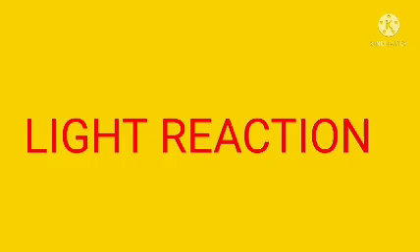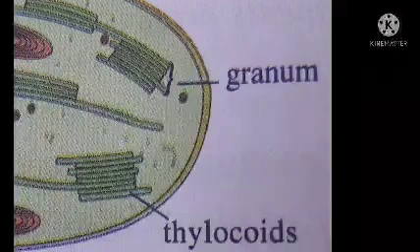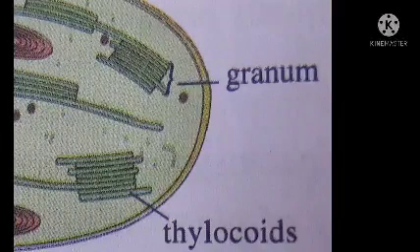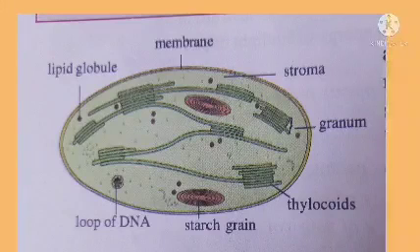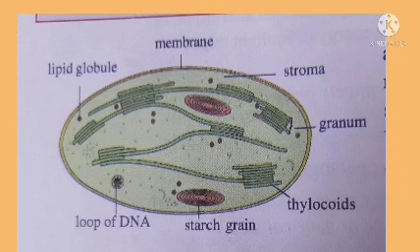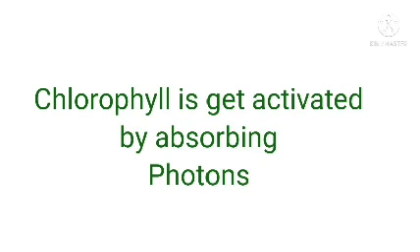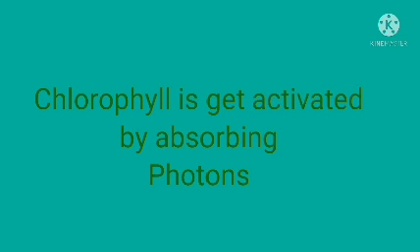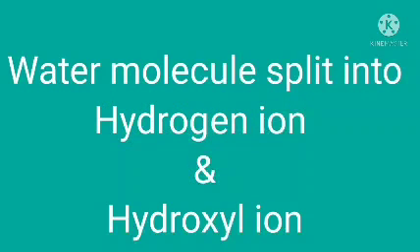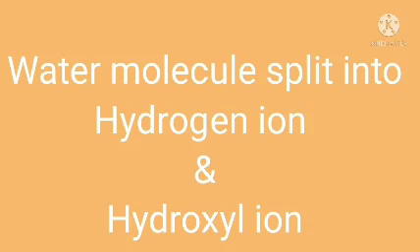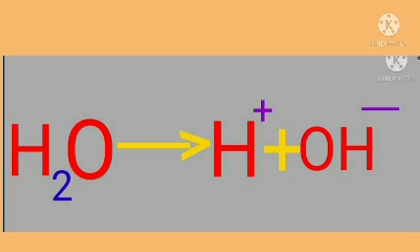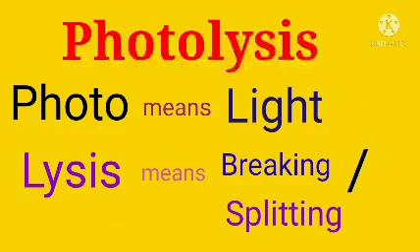Light reaction takes place in grana of chloroplasts. Chlorophyll is a photosynthetic pigment present in the chloroplasts. Chlorophyll gets activated by absorbing photons. With the help of activated energy, water molecule is split into hydrogen ion and hydroxyl ion. This is known as photolysis. Photo means light, lysis means splitting.